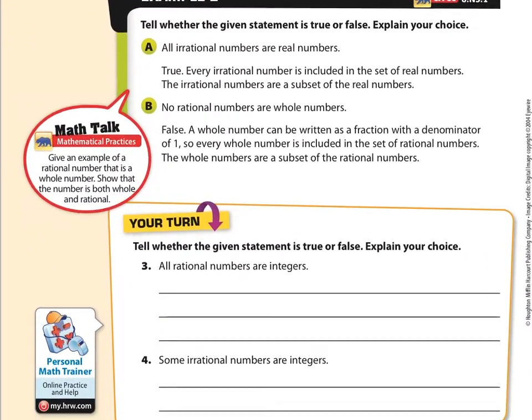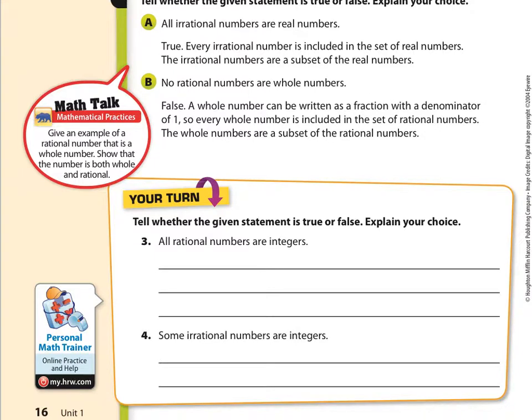Where you want to determine if these statements are true or false and explain your choice. So think very deeply about what these groups that we've looked at already, what they mean, and how they're related to each other. So number 3, all rational numbers are integers. So are all of them? So think about a rational number, right? It could be a fraction, it could be a terminating decimal, it could be a repeating decimal. Could be some of those. So are those integers? And the answer is no, that's false.